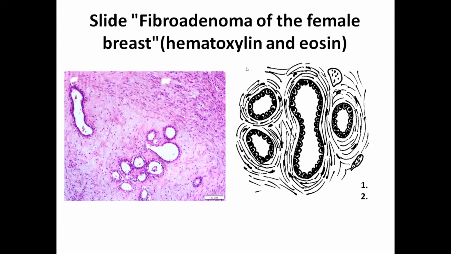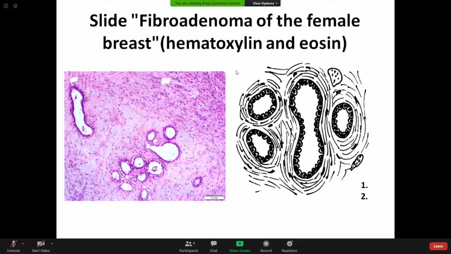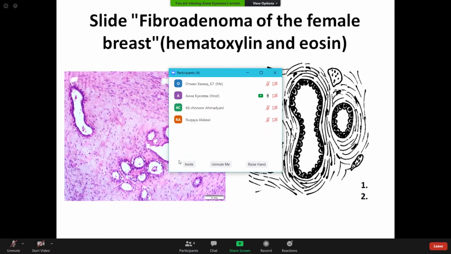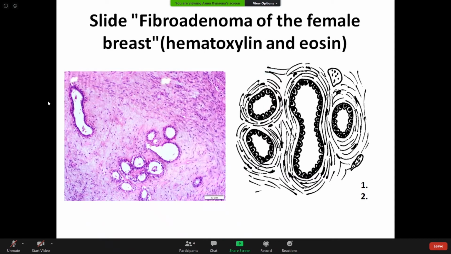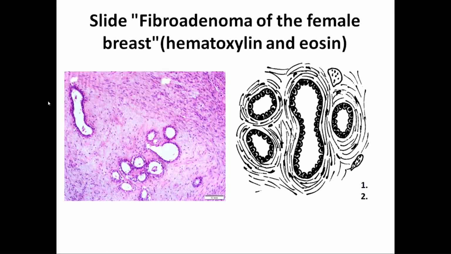We can study the stages of invasion development. First stage, dysplasia type 1. Second stage, dysplasia type 2. Third stage, dysplasia type 3. And fourth stage, invasion.